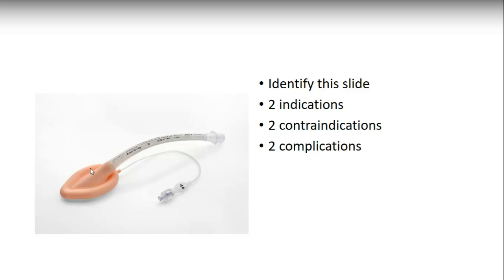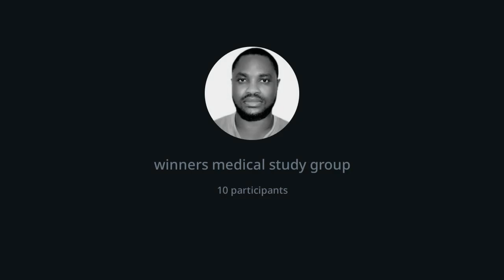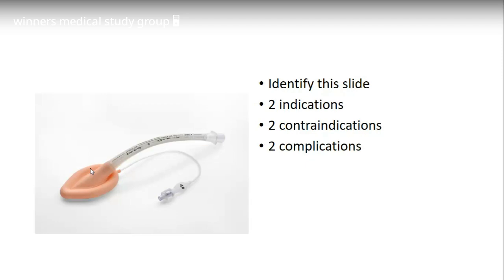Okay, what else can this be used for? It can be used to deliver oxygen. So in instances where there's no endotracheal tube and you want to give someone oxygen, and perhaps a face mask may not be appropriate, you can pass this down there and then deliver oxygen directly through the larynx to the trachea.